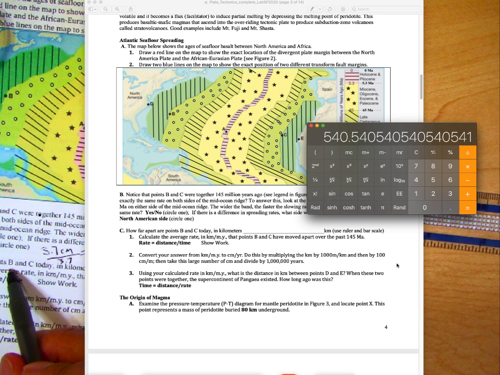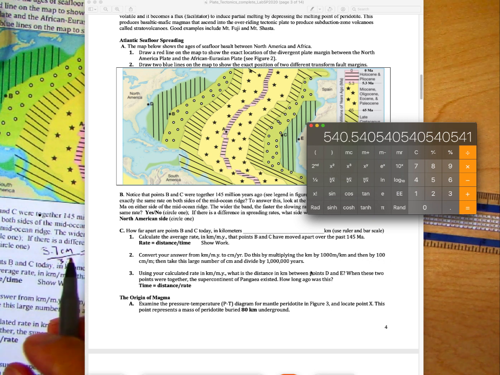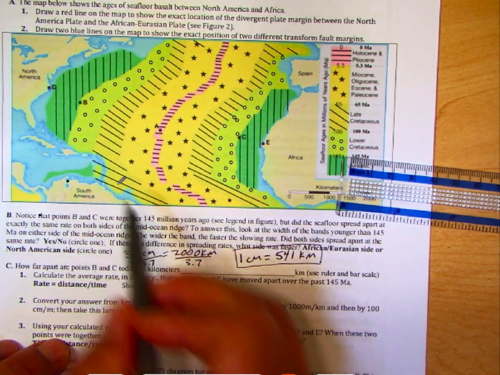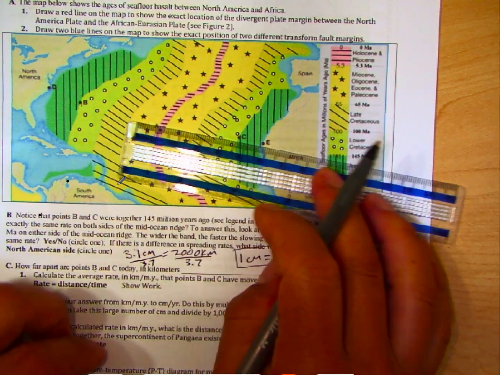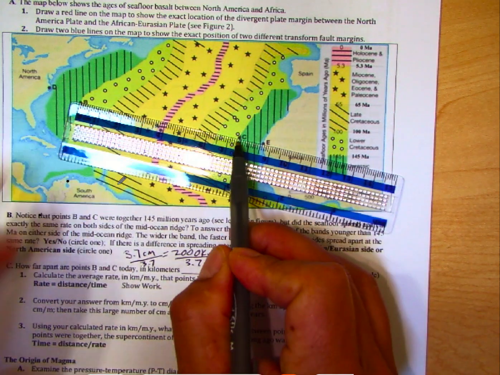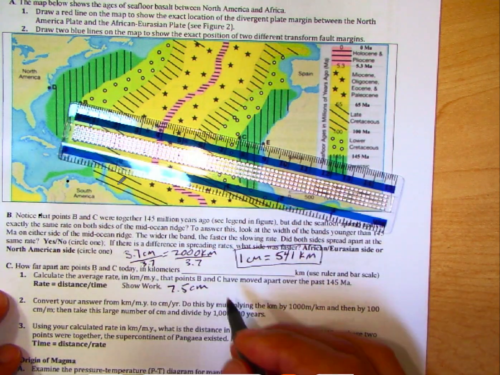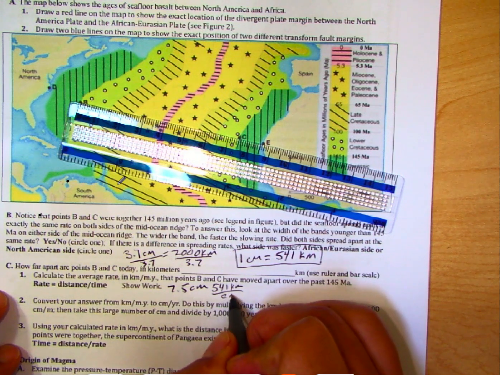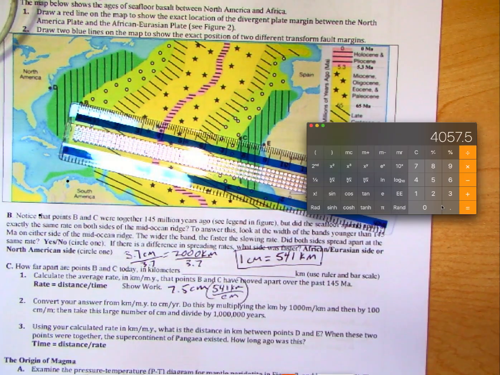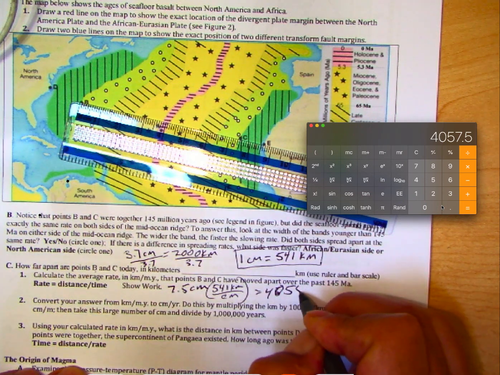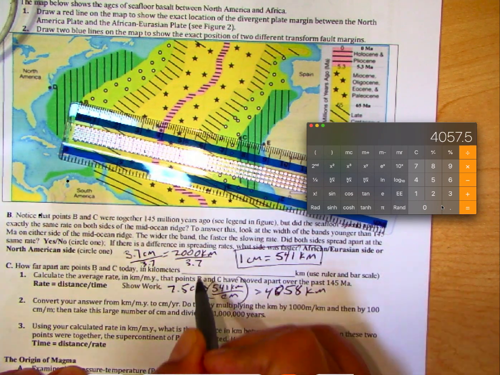So now they want to just measure between B and C here. And so we do that with our ruler. We'll measure the distance between B and C. And so that distance is 7.5 centimeters. And we know that each centimeter is 541 kilometers per centimeter. So we're going to multiply these two numbers. So it's about 4,058 kilometers. So that's our distance. So we'll put that number here.